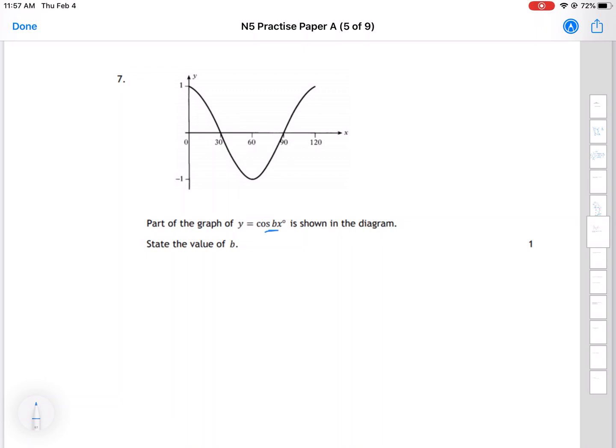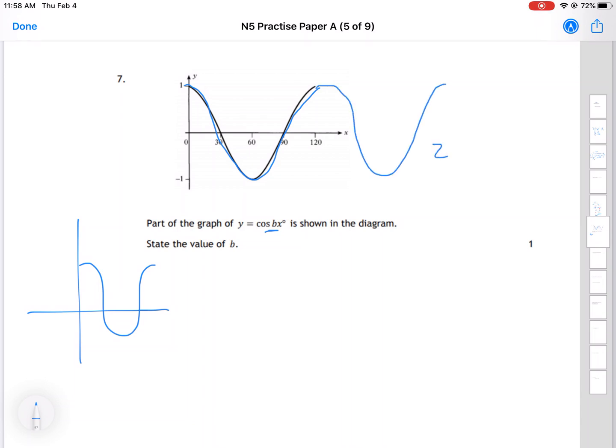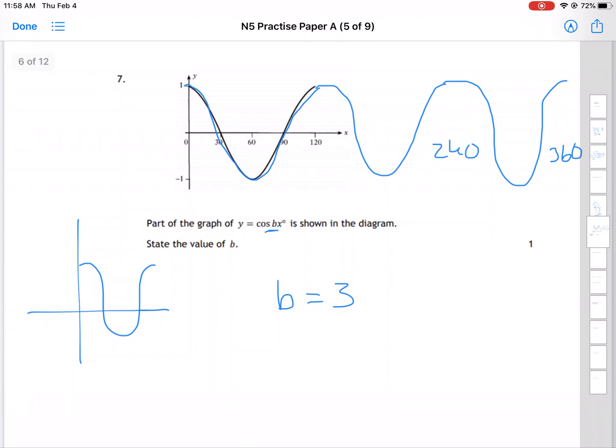So a cos graph looks like that, okay, which means this here is one cos graph, stops at 120. So one's 120, if I were to draw another one, that's another 120, so that's up to 240. Another one would take me to 360. So there are 3 graphs in 360, which means b equals 3. You had this one in your December course assessment. There was A and B, so you had to work out how much it had been stretched as well. In this case, it's just how many there are.